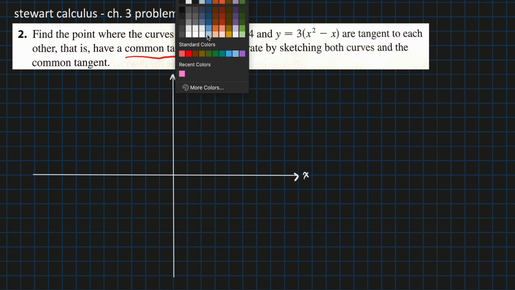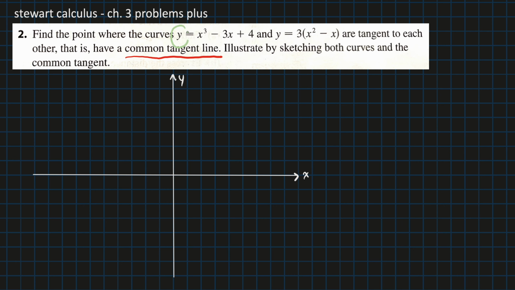So I can see that in this problem I have one function and a second function. And we're trying to find the point where they have a common tangent line. Now I might have some idea of what that could be, but let's see what they say. Let's sketch out both of these curves and see what a common tangent line looks like, so we might get some ideas of how to calculate the point.